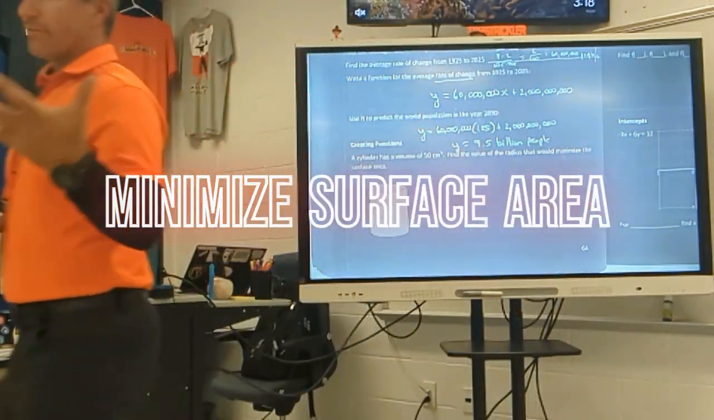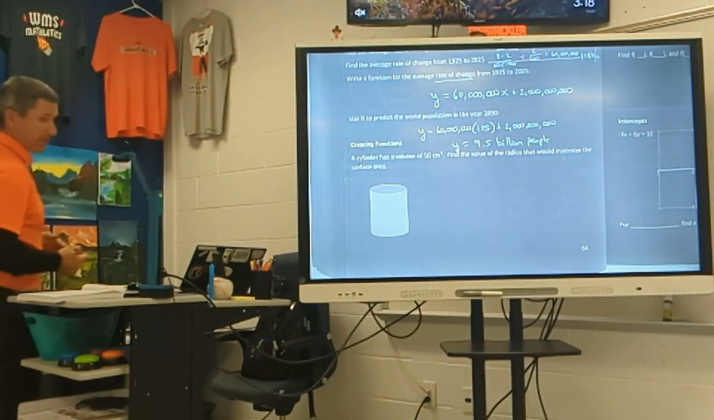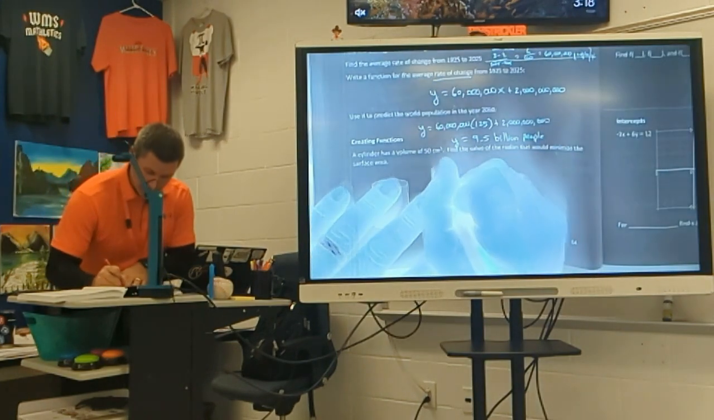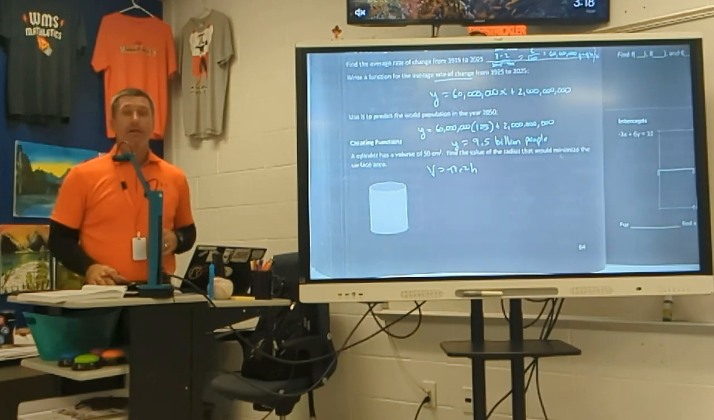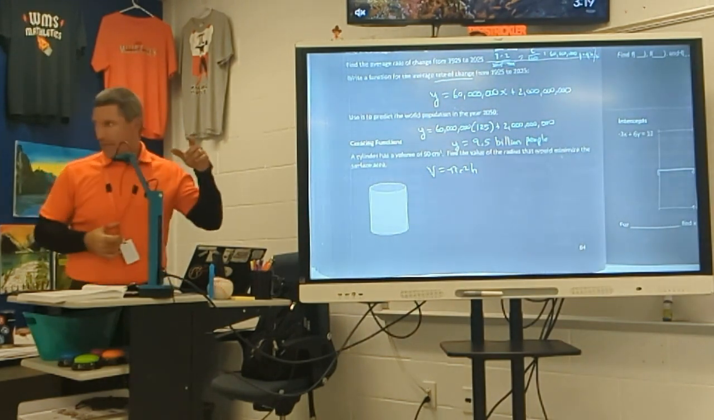Well, there's two different formulas in play here. So last time we started with the volume. So on this side, start with V equals pi r squared times height. Remember that? It's the area of the base, circle, times h.